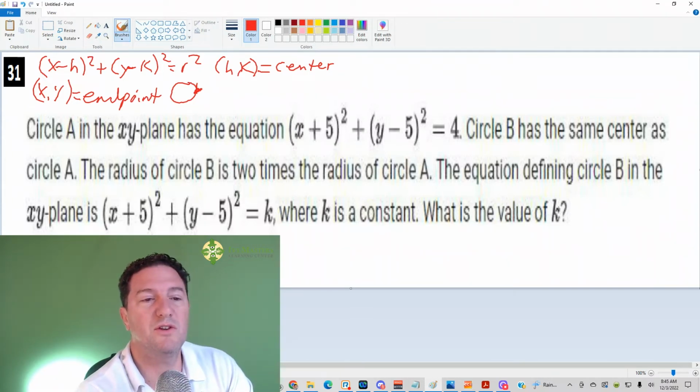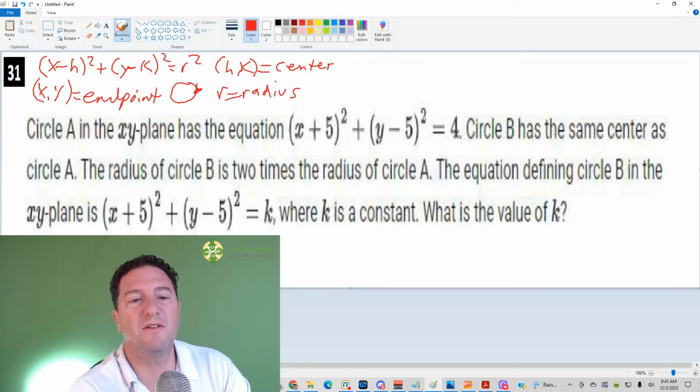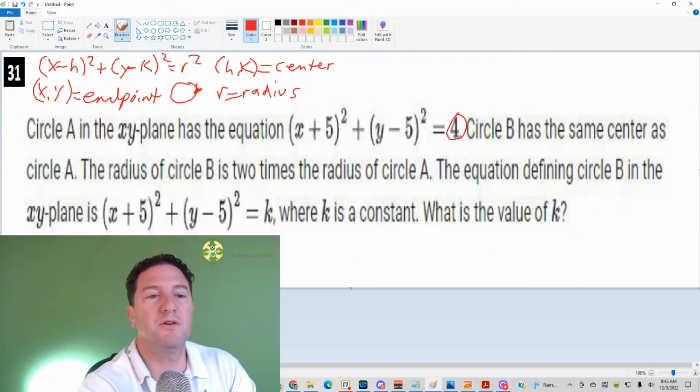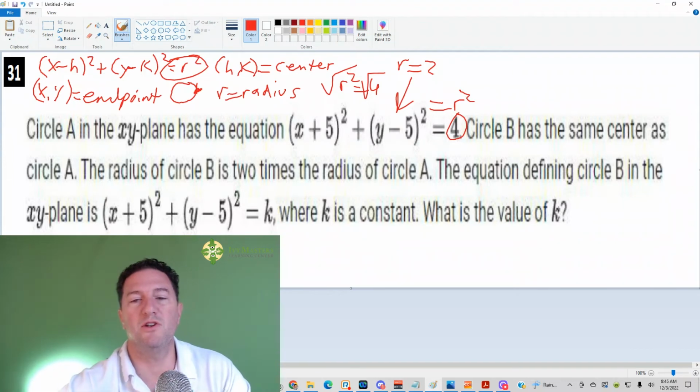In order to answer this question, what you need to know is that r is the radius. So in other words, if r is the radius, then 4 is r squared, because notice over here it says equals r squared. So if it equals r squared and it equals 4, then if I set r squared equal to 4, take the square root of both sides, we get that the radius is 2 for that equation.